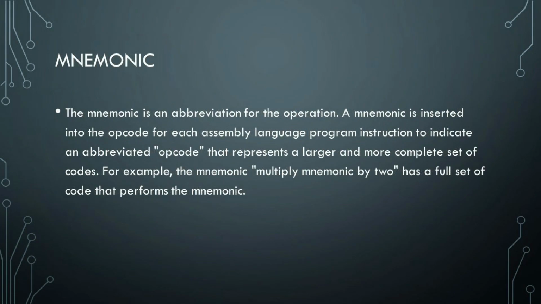Mnemonic. A mnemonic is an abbreviation for an operation. A mnemonic is inserted into the opcode for each assembly language program instruction to indicate an abbreviated opcode that represents a larger and more complete set of codes. For example, the mnemonic MUL, multiply, stands for the full set of code that performs the multiplication.